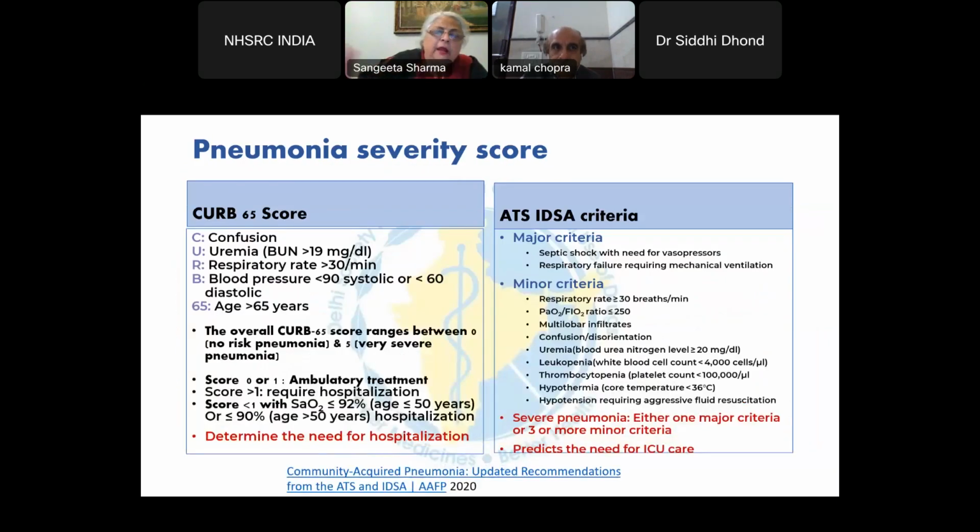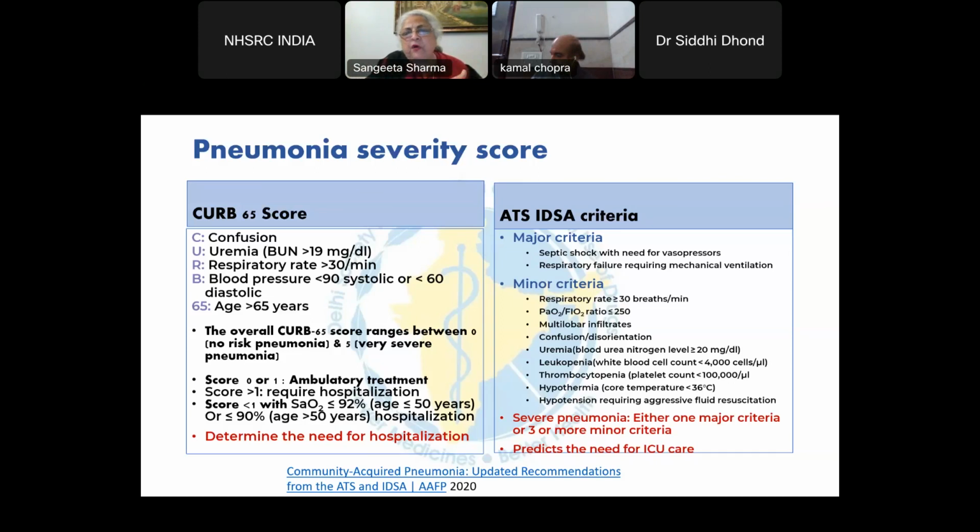So let's see the CURB-65 score; at the cost of repetition, I would like to repeat it again. This is very easy, you can remember. C stands for confusion, U for uremia, respiratory rate more than 30, BP less than 90/60, age more than 65. One score for each. If the score is high, this patient needs hospitalization, perhaps maybe ICU, but certainly you need IPD care for this. So score 0 or 1, you can treat them as ambulatory outdoor patients.